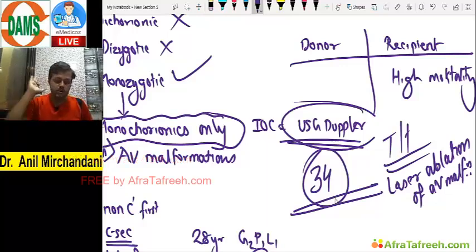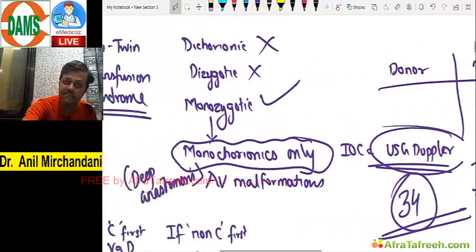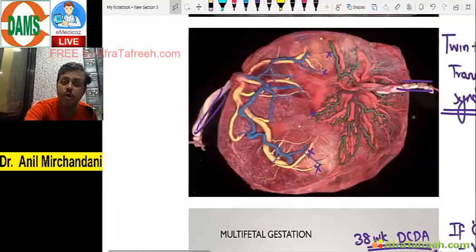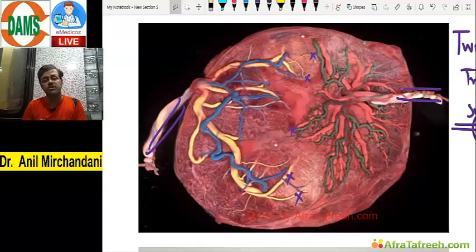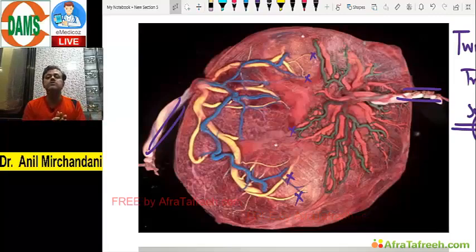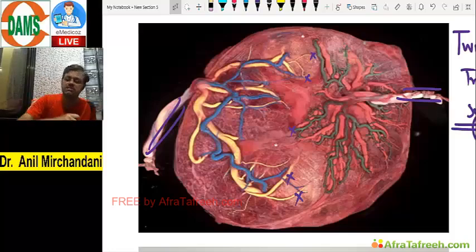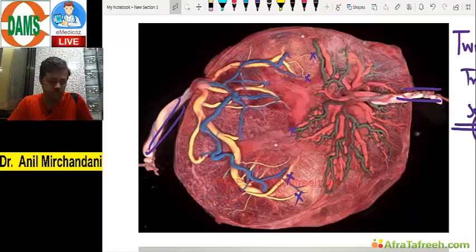Guys and girls, the take home message is that twin-to-twin transfusion syndrome is due to AV malformation in monochorionic twinning. USG Doppler will be the investigation of choice and the treatment of choice would be laser ablation of AV malformation. And yes, you have to terminate by 34 weeks. Once lung maturity is achieved, terminate. You don't want this pregnancy to continue beyond 34.